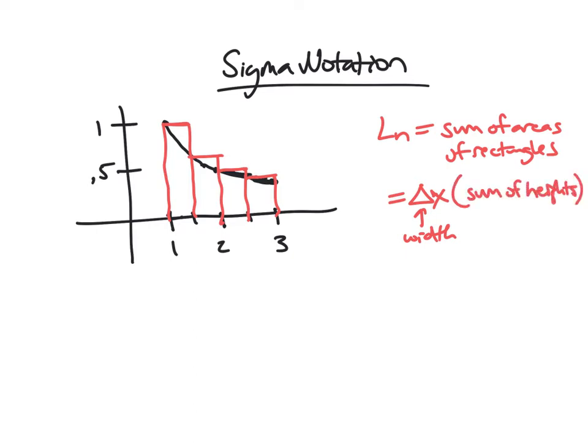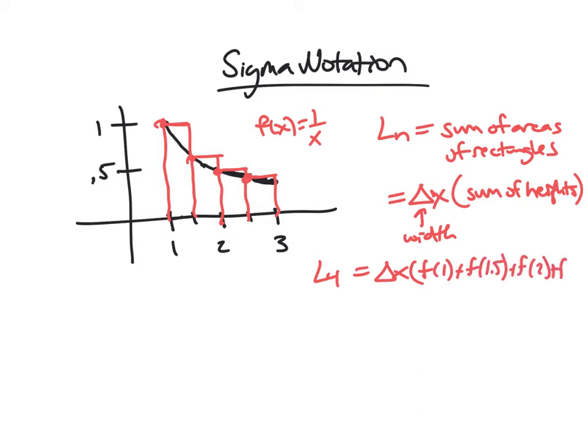And how am I getting my heights? Well, I'm plugging in endpoints to my actual function. And so if I say that f of x is 1 over x here, then in this case, specifically for L4, I would get delta x times f of 1, plus f of 1.5, plus f of 2, plus f of 2.5. And then if you actually do this out, this is 0.5 times 1 plus 2/3 plus 1/2 plus 2/5. And you can get an approximate answer of 1.283.